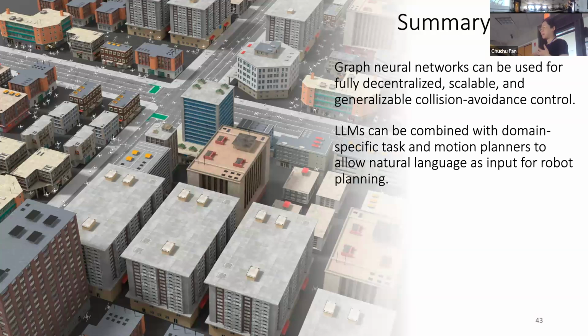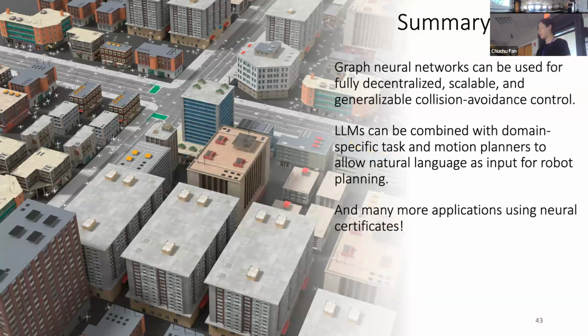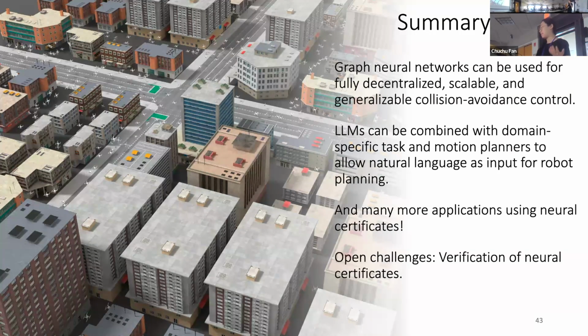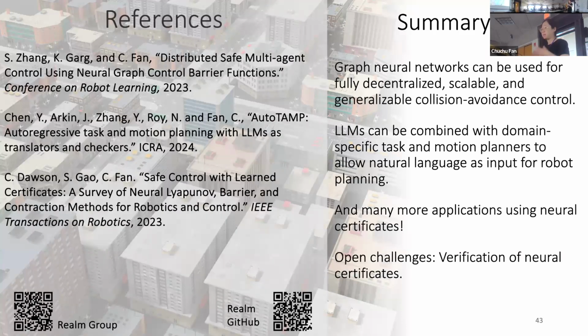Very briefly, I talked about graph neural networks that we have used to build a graph control barrier function for a fully distributed or decentralized, scalable and generalizable collision avoidance control. And the second part, I apologize for rushing over that part. It can be combined with domain-specific tools to allow natural language as input for robot planning problems and also travel planning problems. And there will be more applications for using this type of technologies we have developed.